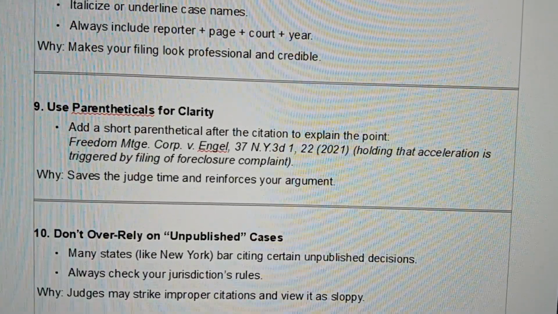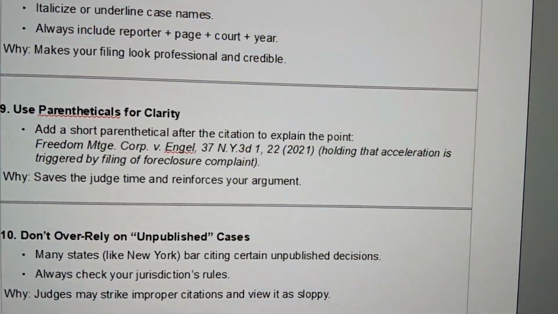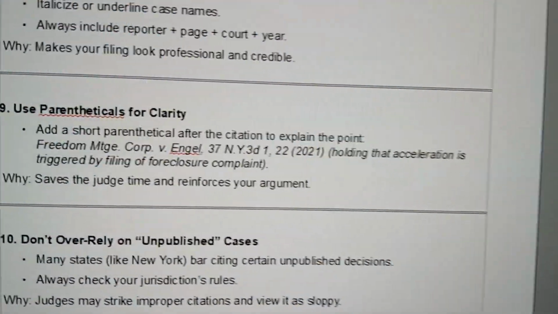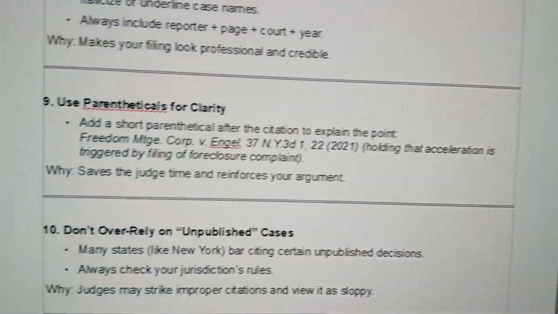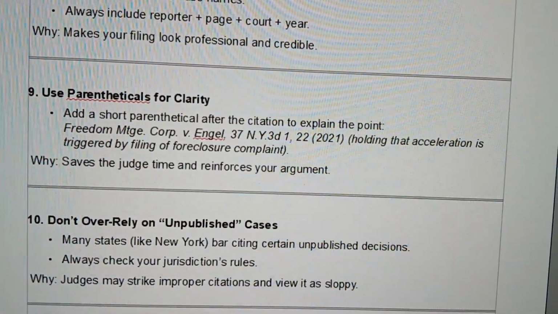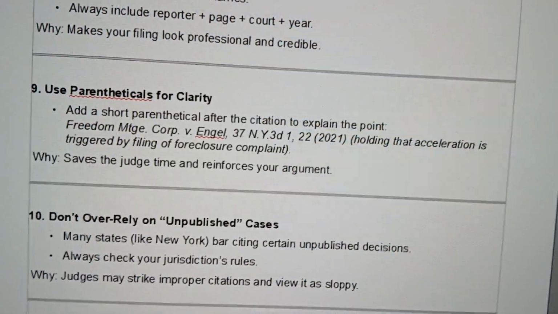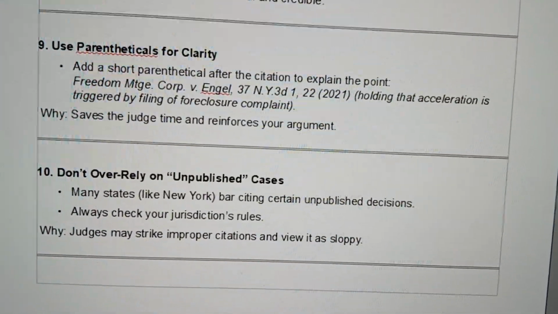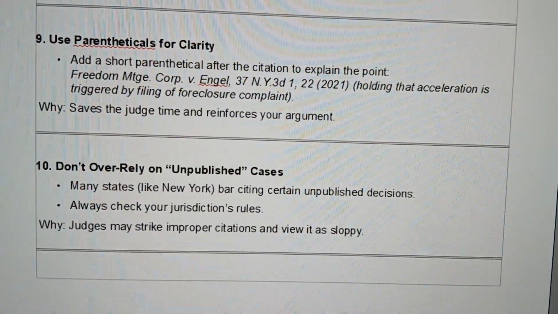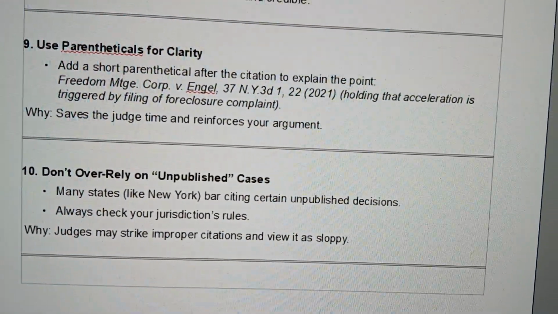Use parentheses if you need to, as this one has, and that, as you can see, in 2021, it's in parentheses, holding that acceleration is triggered by filing a foreclosure complaint. Also in parentheses. Why? It saves the judge time and reinforces your argument. Don't over-rely on unpublished cases, guys. That's a big mistake people make.